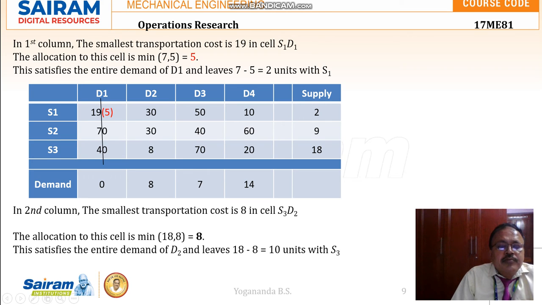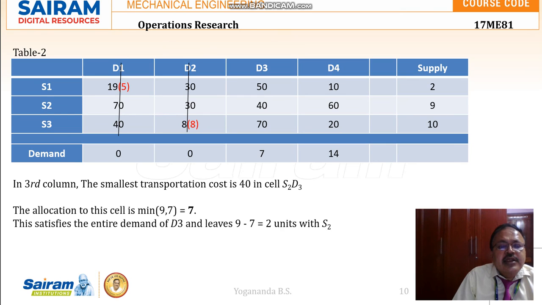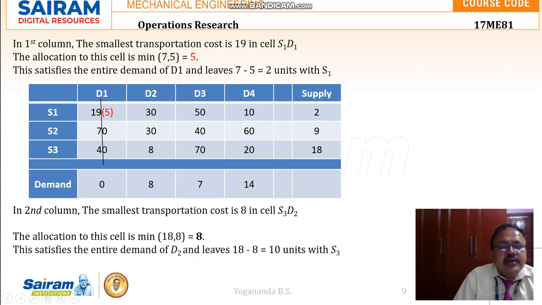In the second column, the smallest cost is 8. The corresponding supply is 18, demand is 8. So take the minimum of it, that is 8. So 8 units will be assigned to this cost 8 in the next iteration. Cost 8, 8 units are assigned.